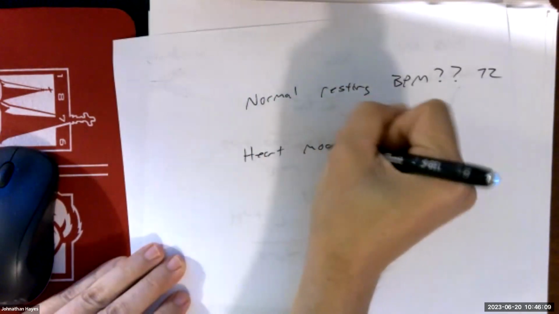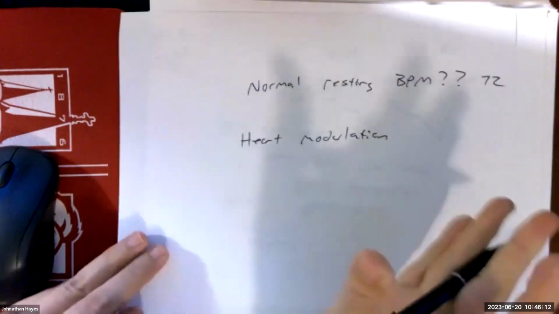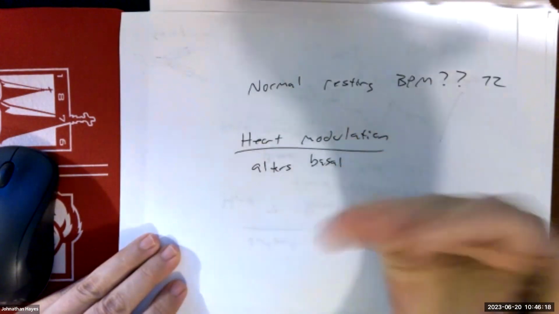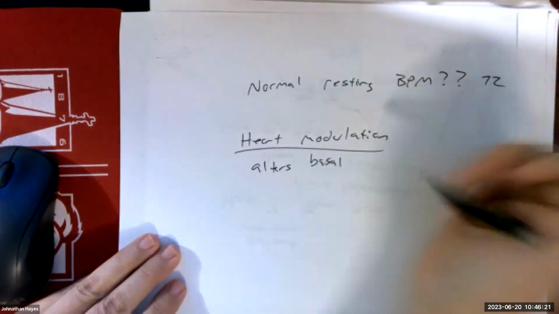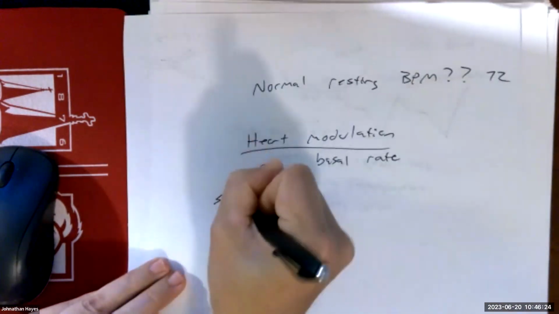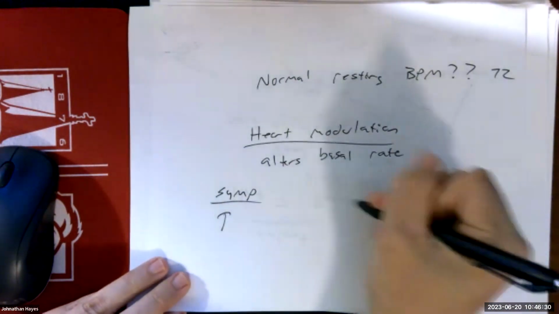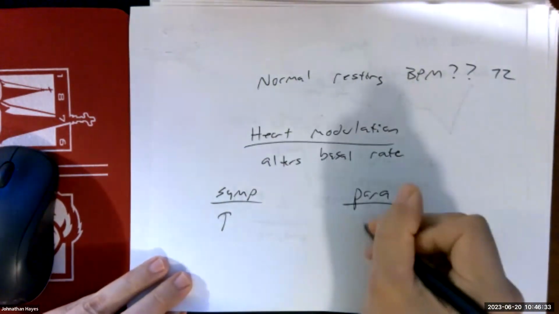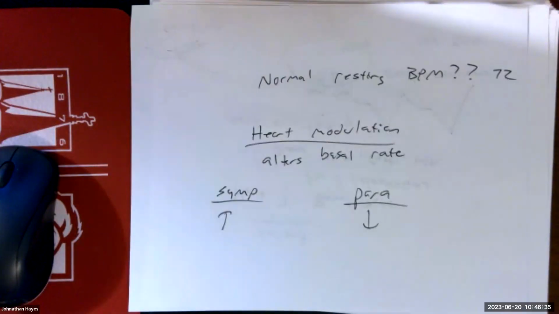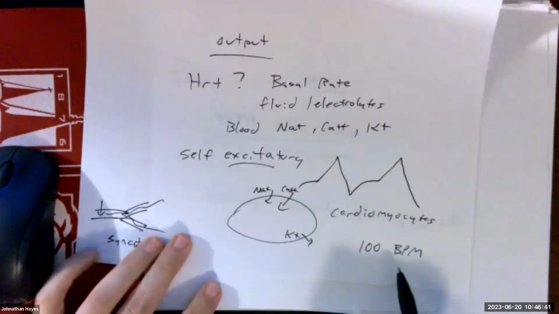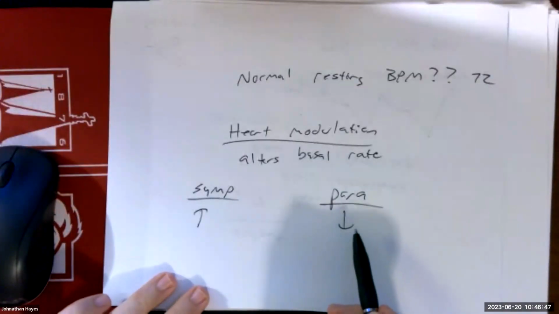Well, there's two things I can do to modulate the heart. Heart modulation alters the basal rate. It either makes it more easily depolarizable or harder to depolarize. So if I want to speed anything up, we can use sympathetic. Sympathetic increases the basal rate. If I want to slow anything down, we use parasympathetic. That slows down the basal rate of metabolism. So if my normal resting heart rate is 72 beats per minute, but my basal rate of metabolism has me at 100 beats per minute, that means at rest, your heart is receiving at least some parasympathetic innervation, right?